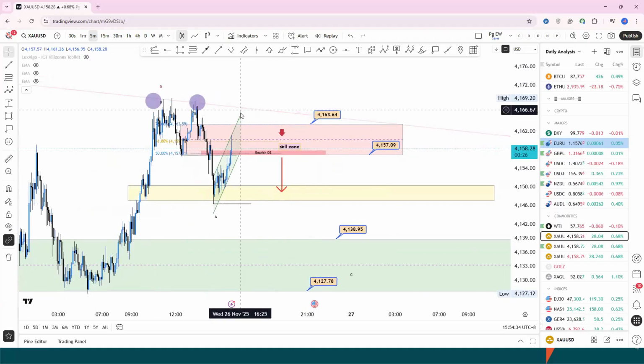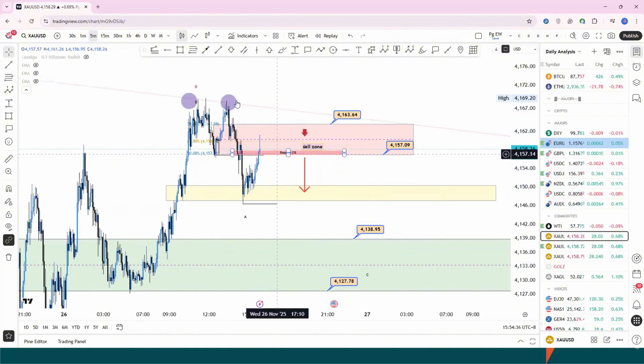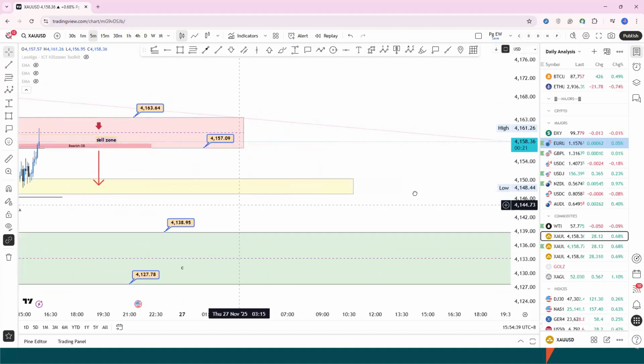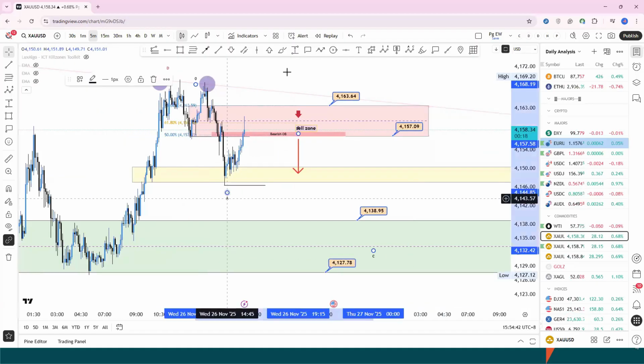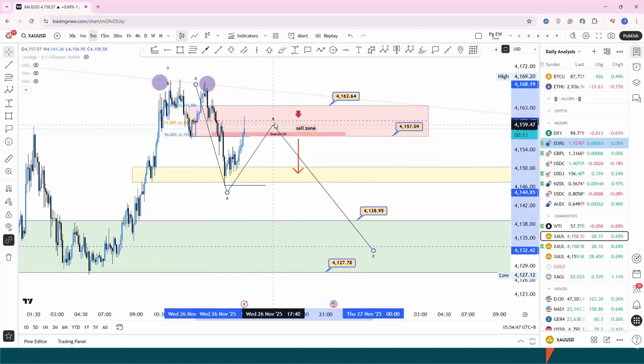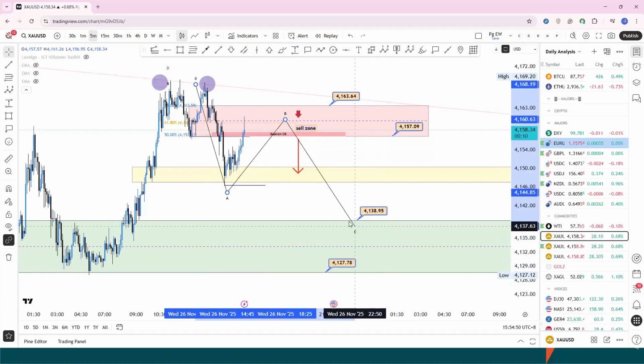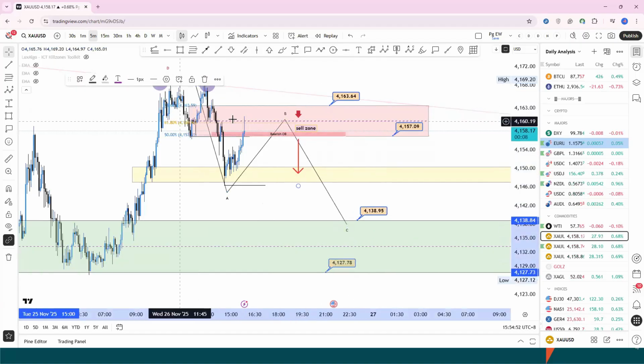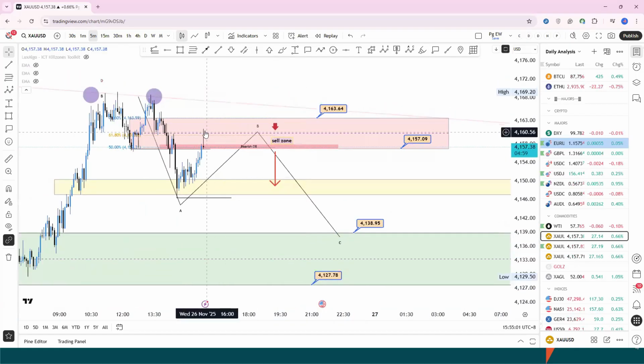Where is my B? A, B, C. Within these zones. You see that reacted off 61.8%. You see the rejection, and then you see the candle. Wow. This is very nice price action to me. Lovely price action. Okay.